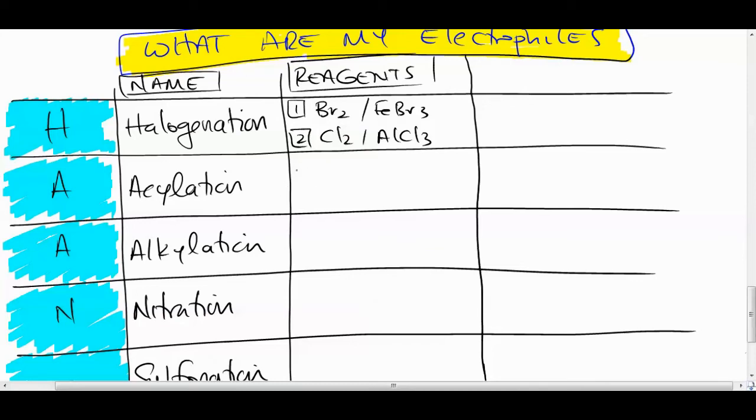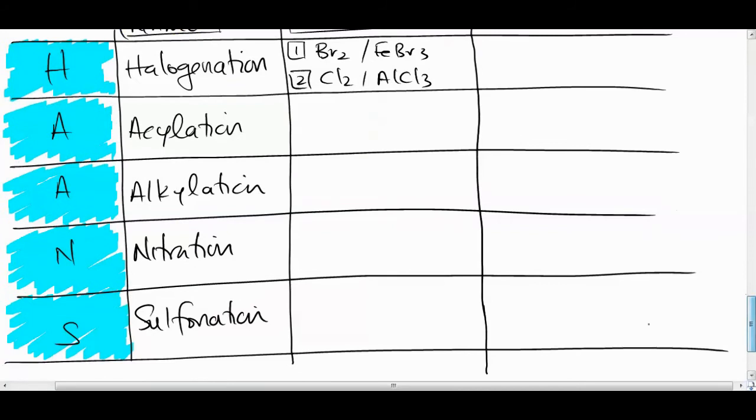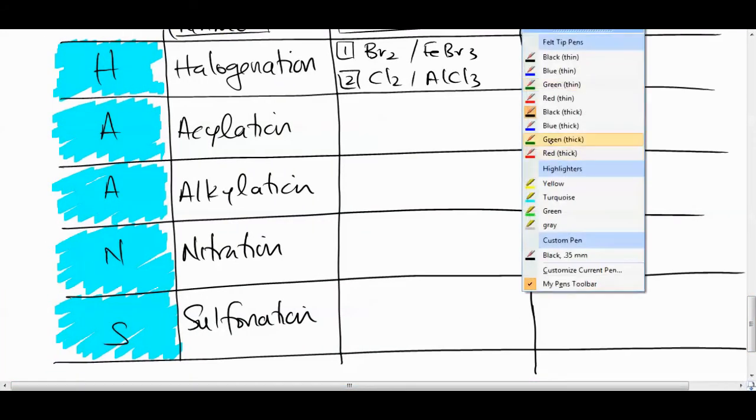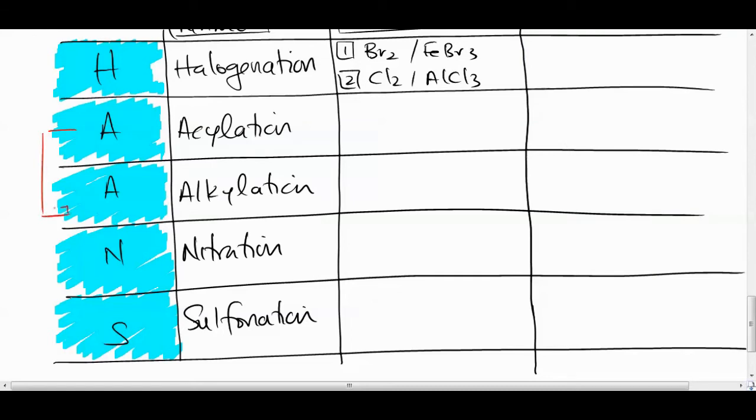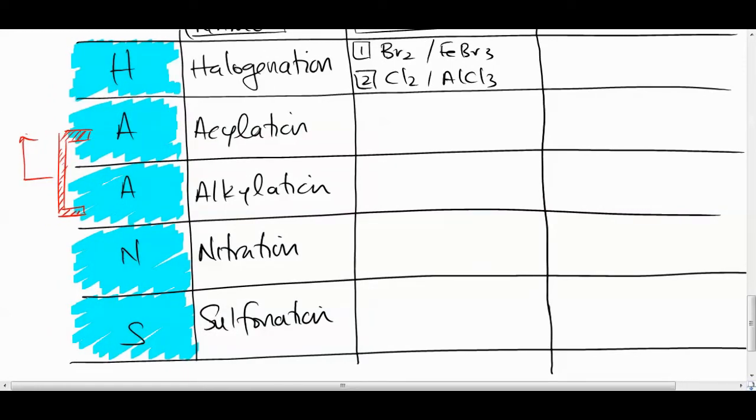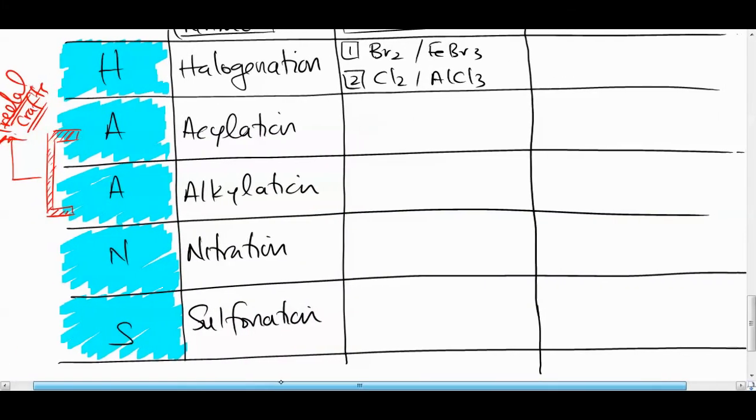Then for the acylation, yep, that's right. And we can connect these. Let's see, do we have any more space here? Okay, we do have space here. These guys are going to be Friedel-Crafts.